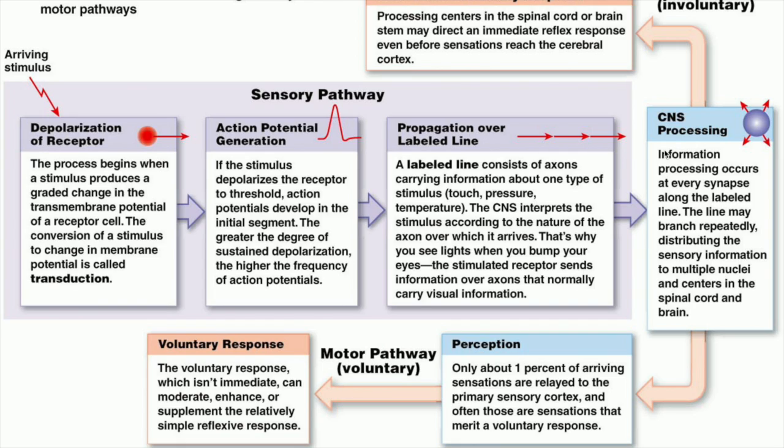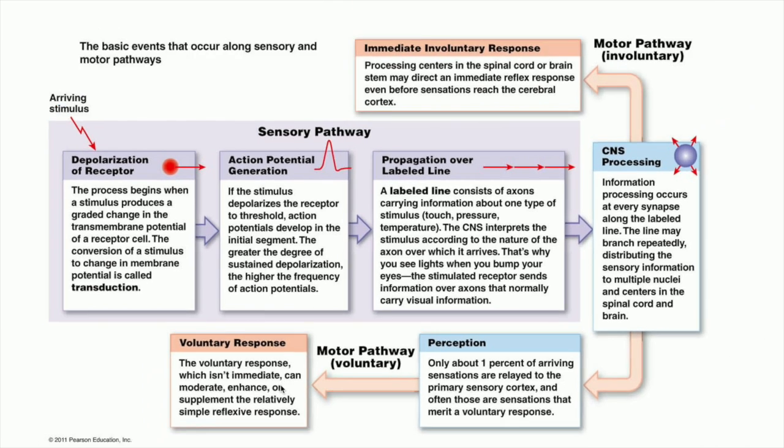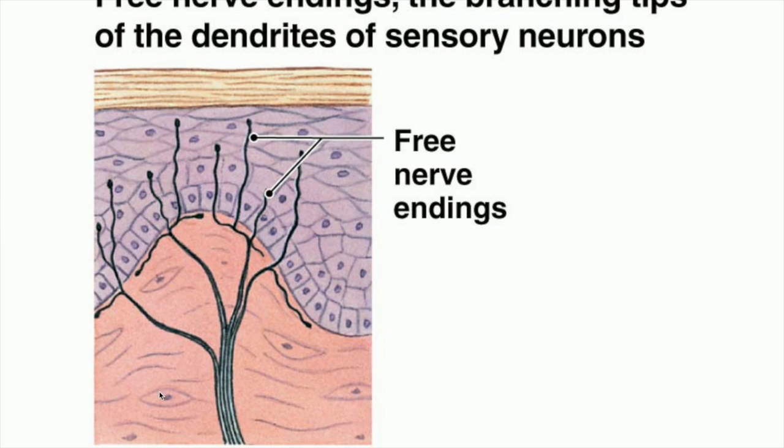It travels over that labeled line to the CNS, and there's some processing that goes on in the CNS. Sometimes there's an involuntary response, like a reflex. But also we will perceive that, and a response will be generated. So maybe if we see something scary, we run away. The simplest receptors are just dendrites, and all receptors are really just modified dendrites.